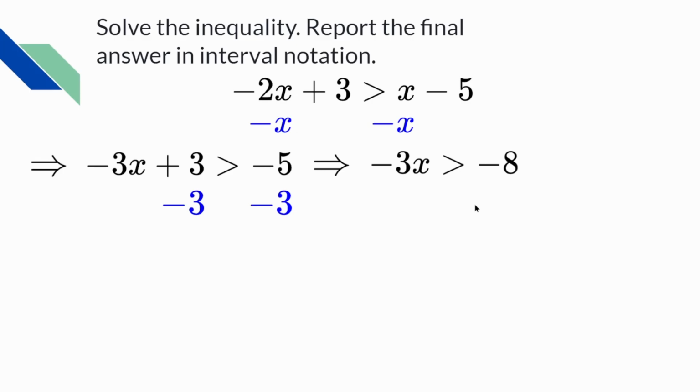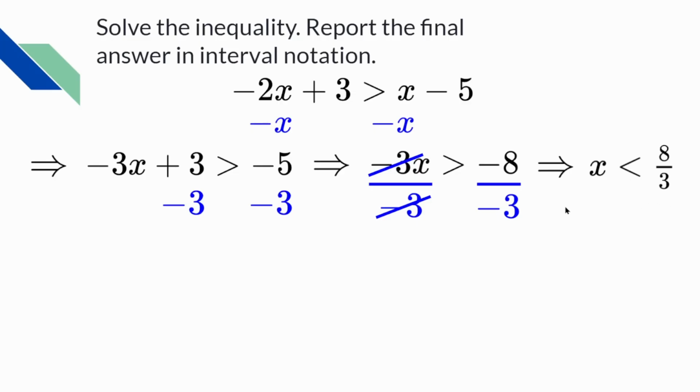Then to isolate x fully, we need to divide both sides by negative 3. When we do that, the negative 3's cancel on the left-hand side, and we need to flip the inequality, right? Because we're dividing by a negative number, we're going to change this from greater than to less than. We have x is less than 8/3.